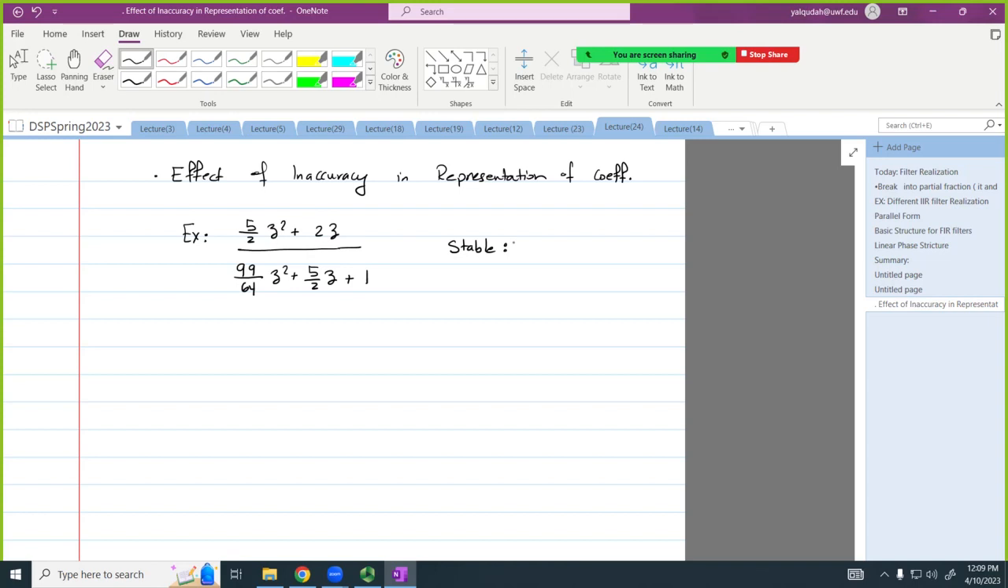Excellent. The condition. These filters are causal, so all the poles have to be inside the unit circle. All the poles have to be inside the unit circle. Remember that?